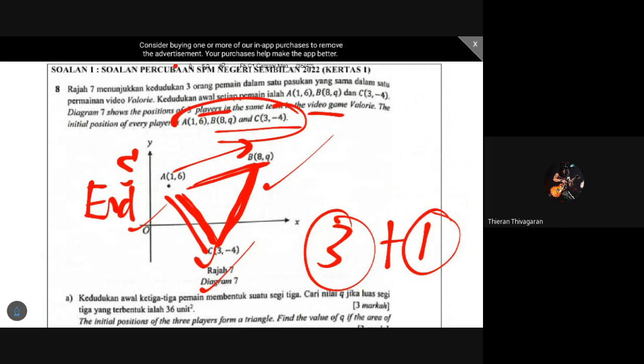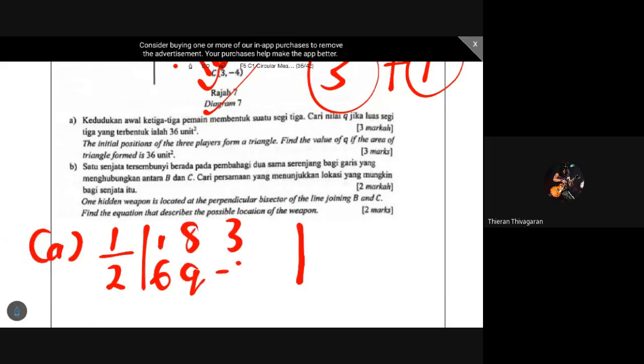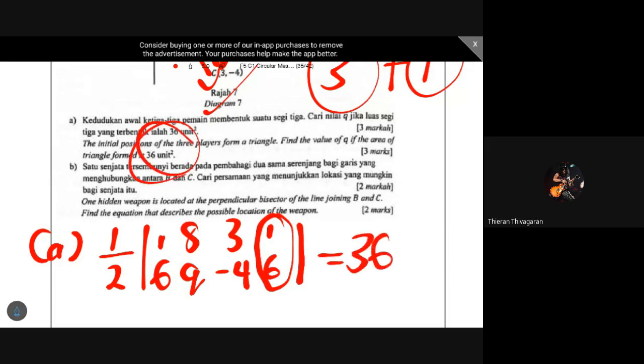Pilihan di tangan kamu. The choice is yours. You can go to C first or you can go to B first also. Okay? So let's say I go to B. Saya pergi kepada B dulu. 8, Q. Lepas tu C, 3, negatif 4. So what coordinate do I put here guys? Coordinate apa kena letak kat sini? Can you remind me? Yes, 1, 6. Mula dengan yang tu, akhir dengan yang tu. Okay, the area is 36. Soalan dah beri. Okay, yeah, coordinate A, correct.